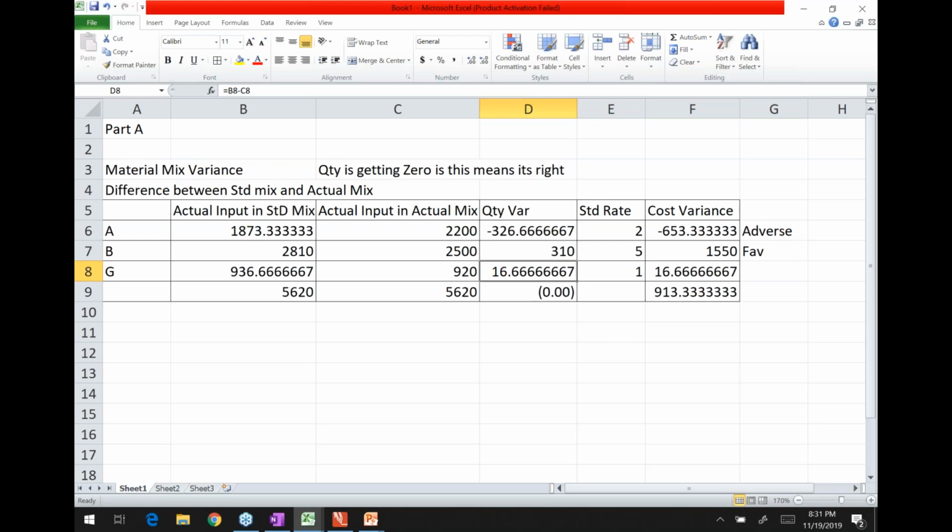Then you can see in the third case, you have used 920 actual, which is gamma, but what you should have used according to standard should have been 636, which means in actual you have used less again, and when it's less, this is favorable.